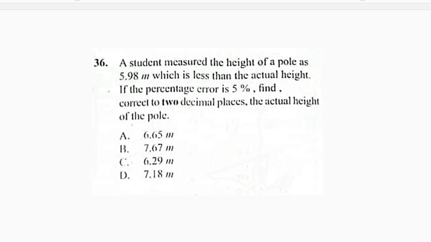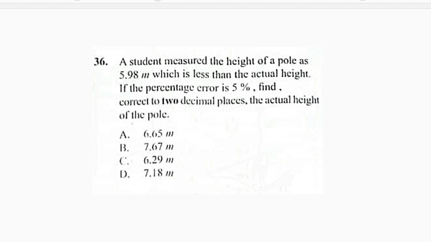All right, here is question number 36. The question reads, a student measured the height of a pole at 5.98 meters, which is less than the actual height. If the percentage error is 5%, find correct to 2 decimal places the actual height of the pole. Okay, I would like to declare the actual height with X. The formula remains the absolute measure divided by the actual measure multiplied by 100%.